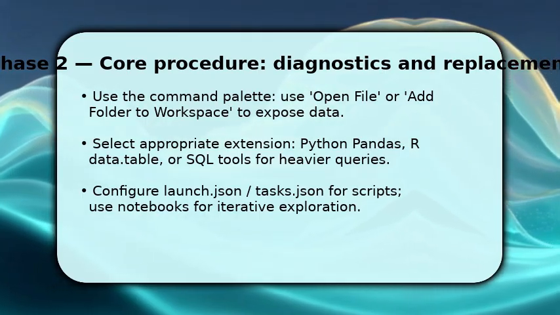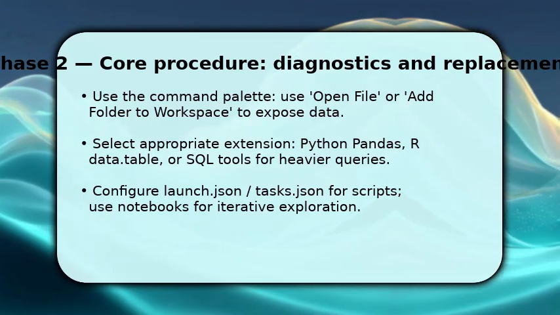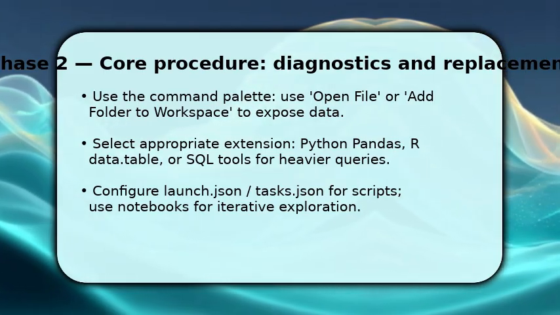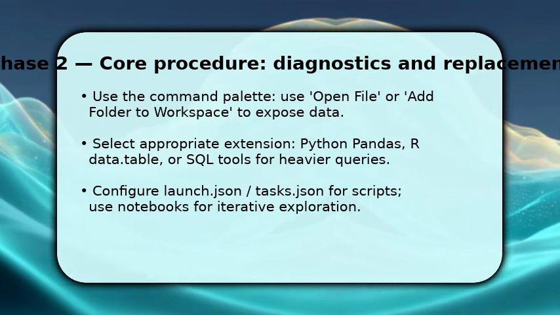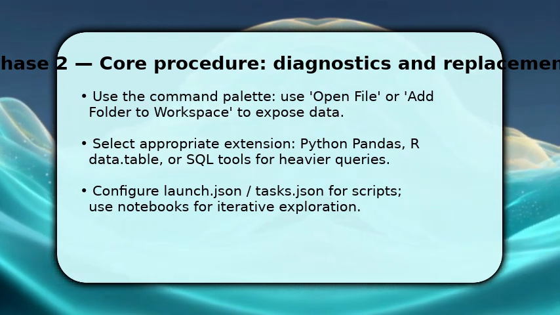Once chosen, configure launch.json or tasks.json for reproducible runs, or open a notebook for interactive checks. This speeds iteration and keeps provenance clear.